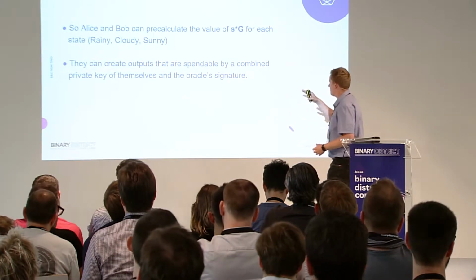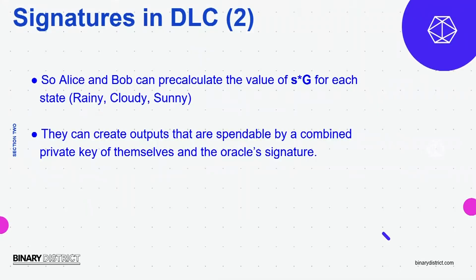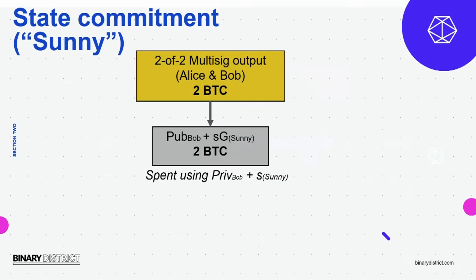And they use it by combining their own private key with the signature of the oracle. Because you can combine public keys together and then the private keys combined together, it's sort of a public-private key math type of thing.